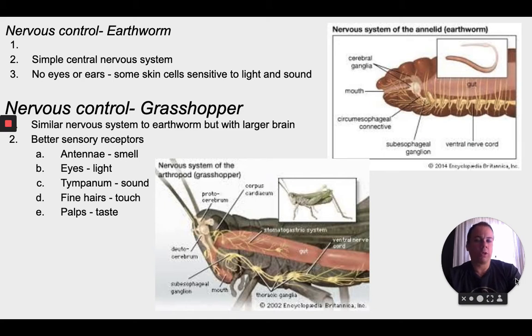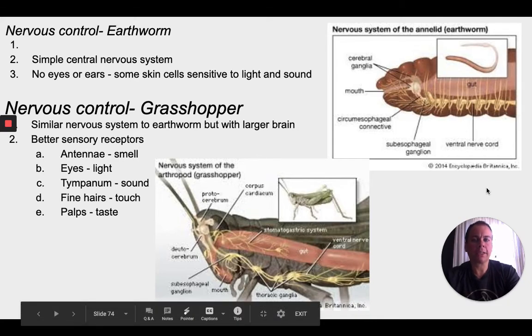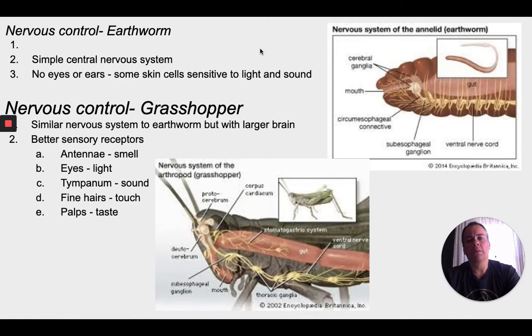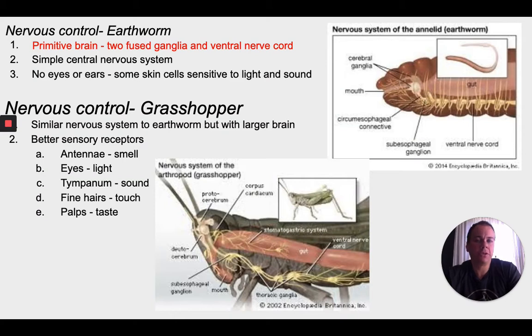The earthworm, as we move up in complexity into the annelids, is an organism that has a more complex system of neural tissue. So it doesn't quite have a brain. It has some enlarged areas of nerve tissue called the ganglia. The earthworm has two of these that are fused, and then it has a ventral nerve cord. Ventral is the belly side of the organism. So what we see here in the earthworm is the ganglia, which we think about almost as the brain. It's a simple nervous system.